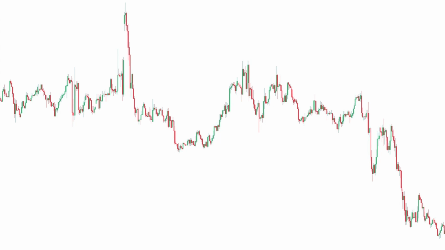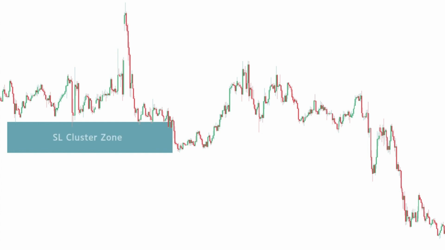For example, in this USD Canadian dollar chart, we can see multiple swing lows around the 1.42 level. This concentration of stop losses creates an attractive liquidity pool for institutions. Understanding that this is likely institutional liquidity hunting rather than a true breakdown can give you a significant edge.